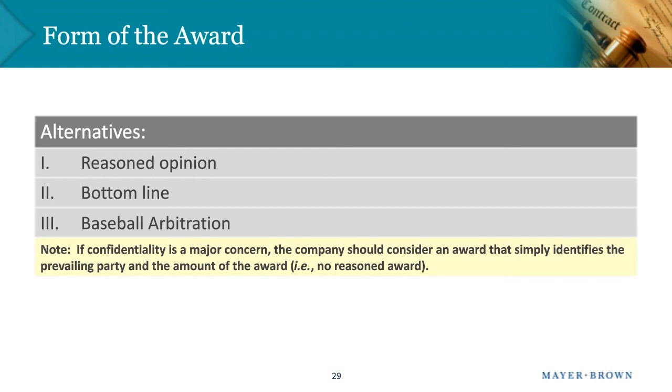A third option, a little more creative, is baseball arbitration, where each party proposes a result and the arbitrators must choose one of the two proposed results.